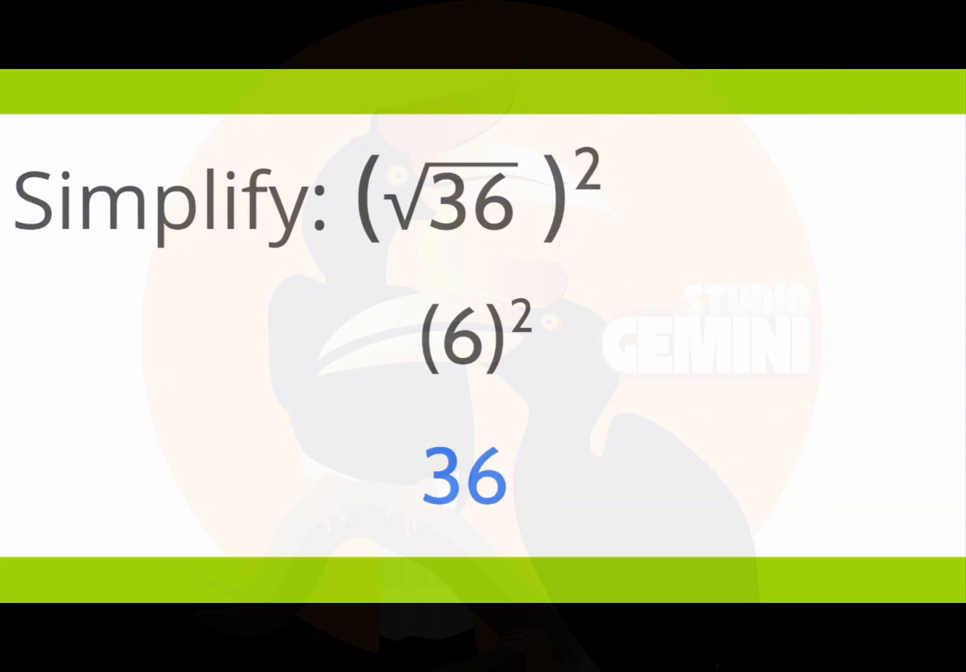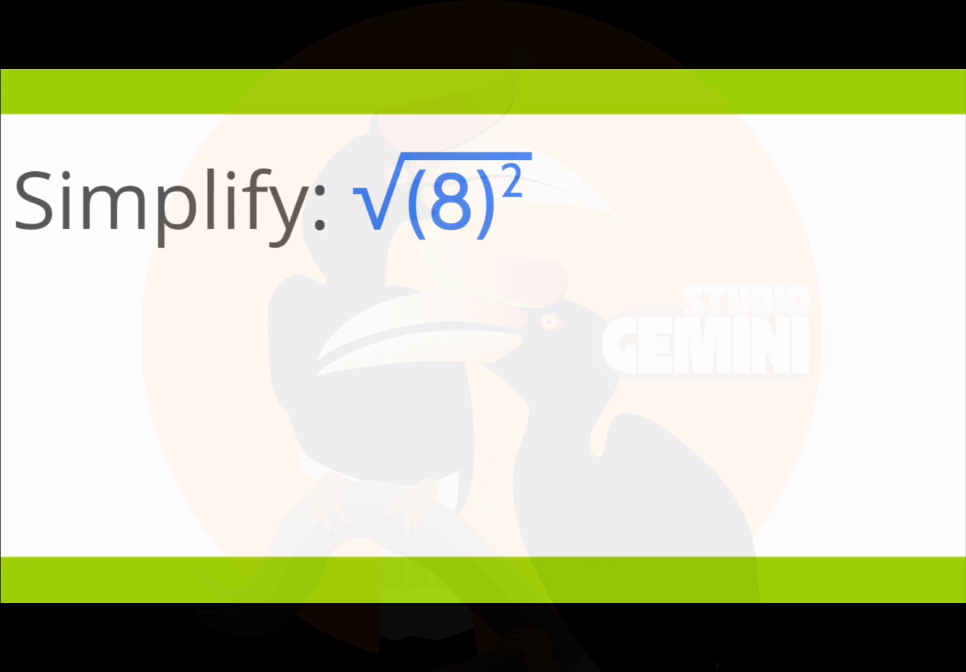Let's try another one. Simplify the square root of 8 squared. Notice that 8 is being squared, and then we are taking the square root of that answer. Since we know that squares and square roots are inverse operations and cancel each other out, then we know that our answer will be 8. But let's go ahead and work through each step. First, we will square 8 and get 64. Now, we take the square root of 64 and get 8.